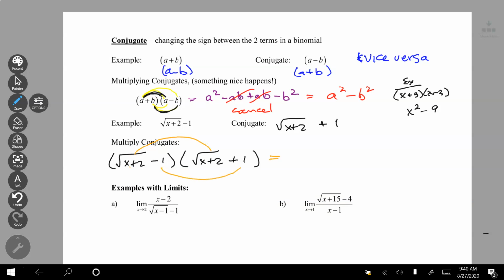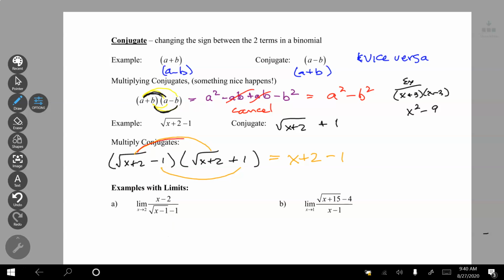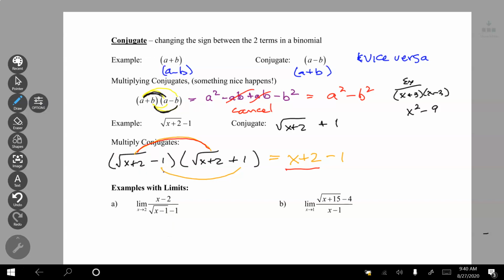Well, the square root of something times the square root of the same something is just that something. And then a negative times a positive is a negative 1, and that's how I get these terms. And when I clean it up, it just becomes x plus 1. It's a weird little trick that you multiply by something.